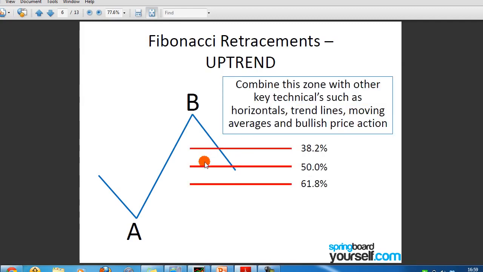As we see here, they're horizontal levels. So when we draw our Fibonacci from A to B, it will project these horizontal levels into the future. And when the market drops into this zone, almost like a little trap, I want to see other factors that suggest that buyers are coming back into the market. Things like bullish price action or horizontal levels of support or trend lines or moving averages. All these things suggest that this area here could be a very, very key turning point and the next leg is likely to be higher.